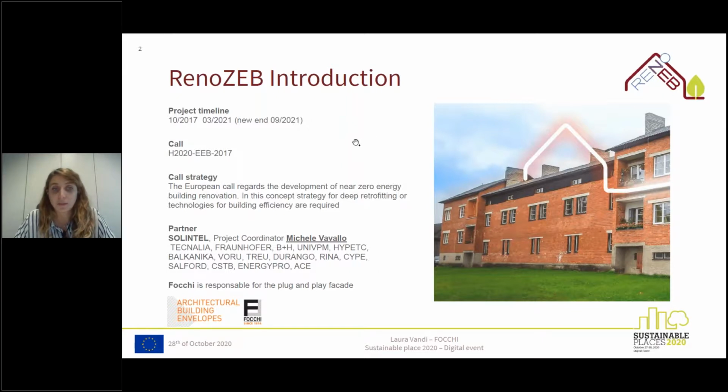Focchi Group is responsible for the plug-and-play facade, which is a crucial theme for the renoZEB introduction. In fact, I will talk about the plug-and-play facade in the following slide. Focchi Group is an Italian company, a leader in the building envelope. In particular, Focchi deals with the design phase, engineering phase, manufacturing and installation of building envelopes for bespoke buildings.